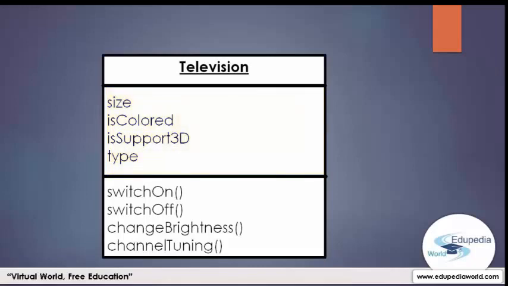As behaviors, which means the methods, we can identify: switch on the TV, switch off the TV, change the brightness of the television, and channel tuning.